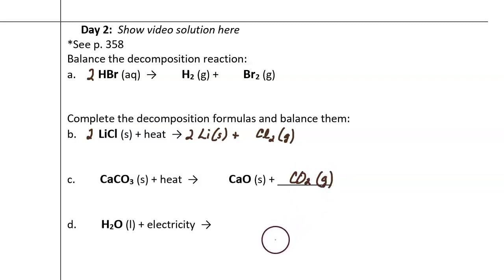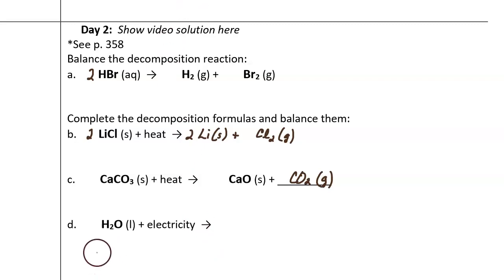Now that we've written the formula out, let's balance it by doing coefficients. 1 Ca, 1 Ca, that's good. 1 carbon, 1 carbon, that's good. 3 O's. How many O's on the right side? Well, there's 1 here, and there's 2 of them over there. That's also 3 O's. This is already balanced, just having 1 of each of the things. So we don't need to put in any coefficients.